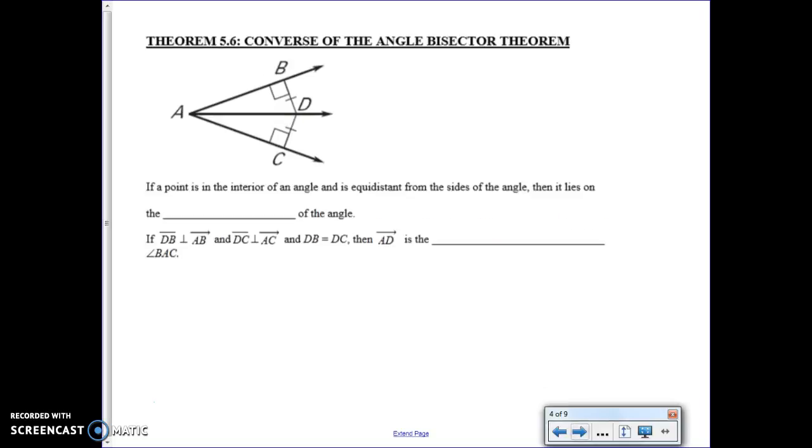The converse of that says if we know that a point is on the interior of an angle and it is equidistant from the sides of the angle, then it lies on the bisector of the angle. So the converse says if DB is perpendicular to ray AB and segment DC is perpendicular to ray AC, and we know that DB equals DC, then we know that ray AD is the angle bisector of angle BAC.